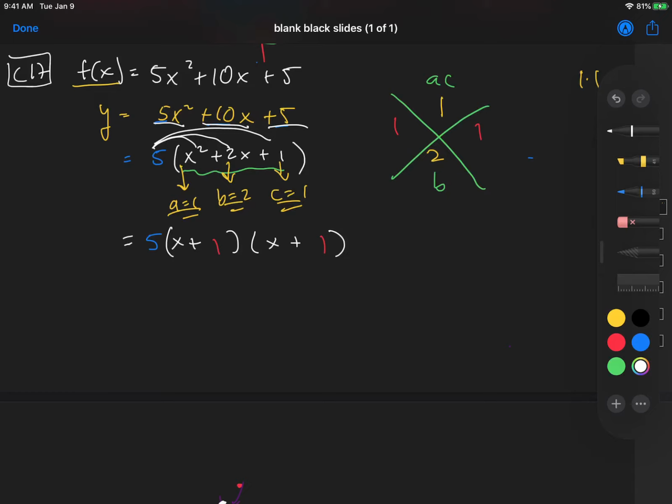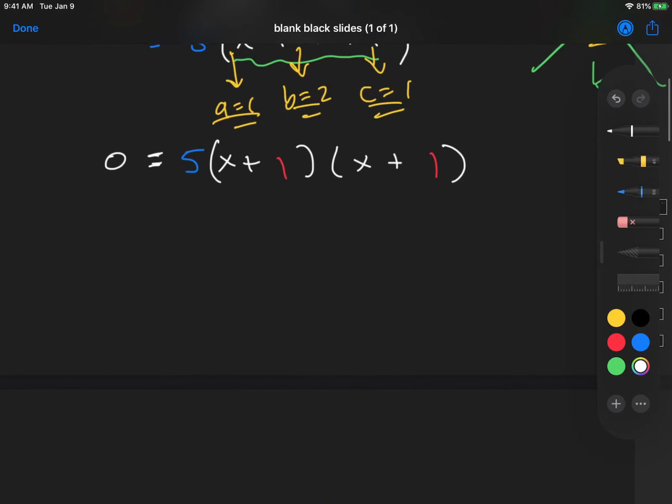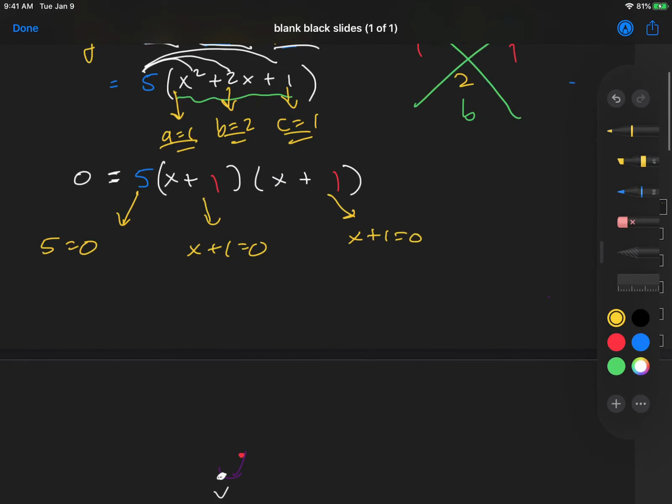Now you always want to set these equal to 0. And when you do that, you set each of these equal to 0: 5 equals 0, x plus 1 equals 0, and x plus 1 equals 0. Why do we do that? In yellow, that's called the zero product rule. It says that if you multiply all three of those expressions, 1, 2, 3, and it equals 0, then one of these expressions has to be equal to 0.